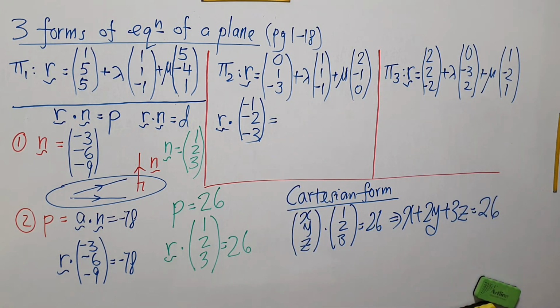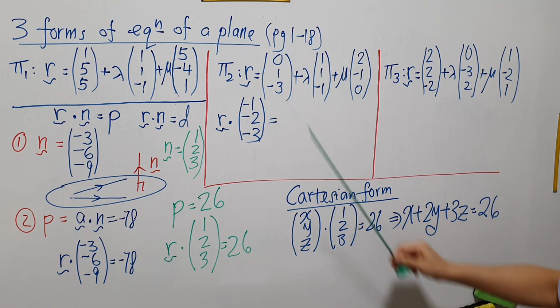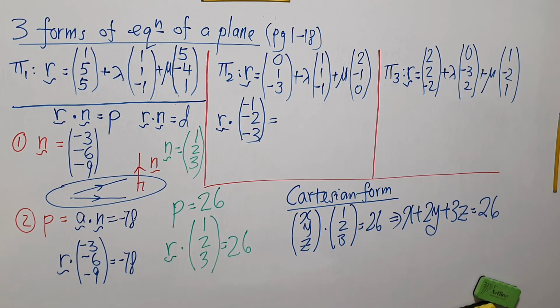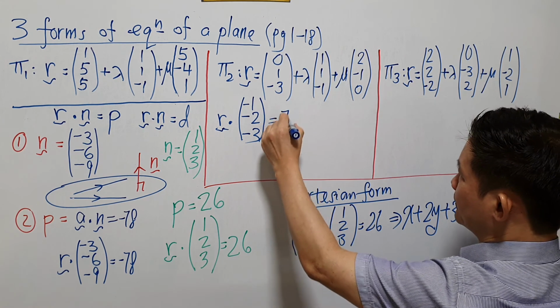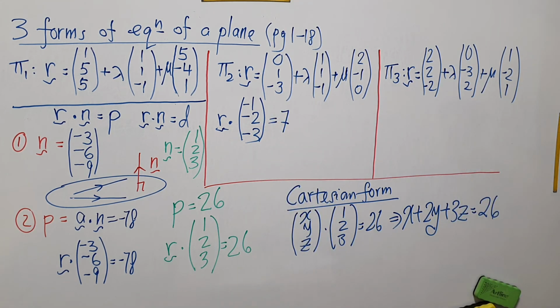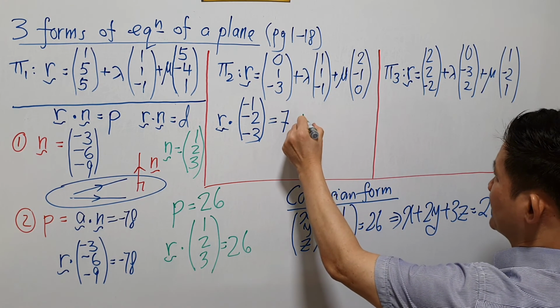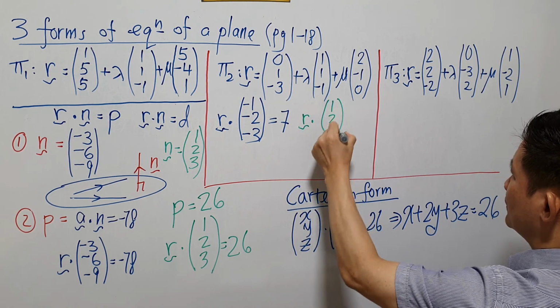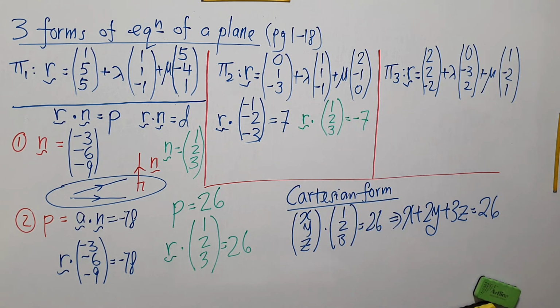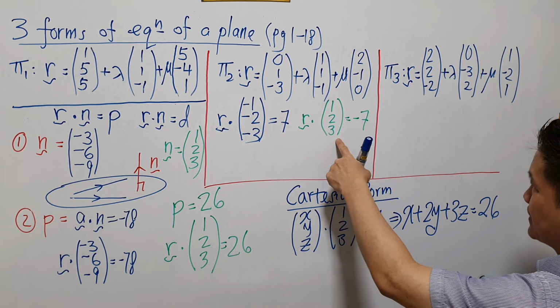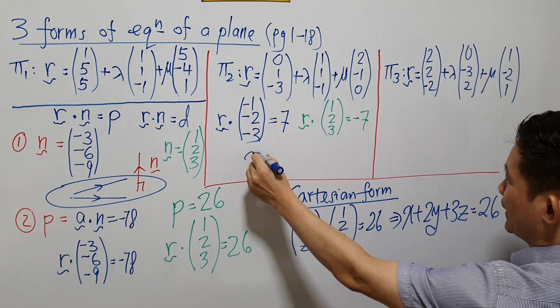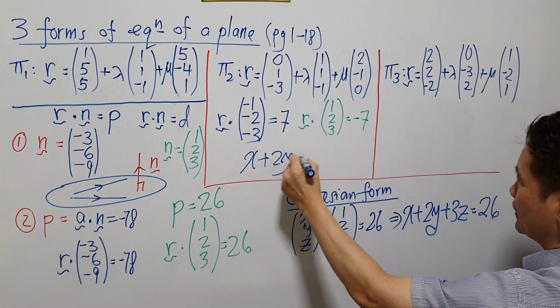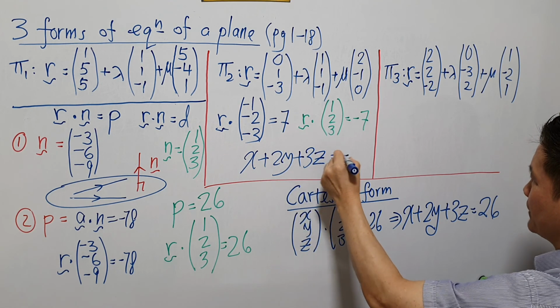Then to find this number, you just take this vector dot product with this. What do you get? You get actually 7. Check. So you can either write your equation of second plane like this, or you could even write it as this other one. They are equivalent. And then for the third type of equation, based on this, the third equation will be x plus 2y plus 3z equals -7.